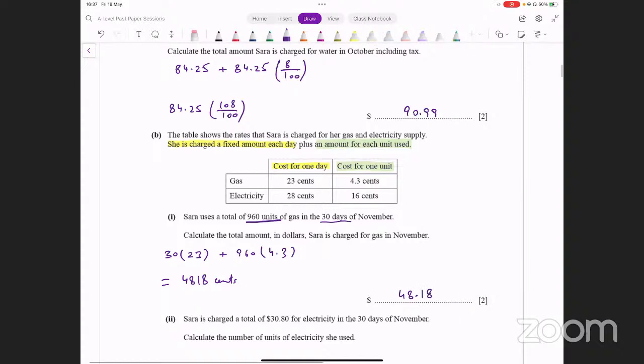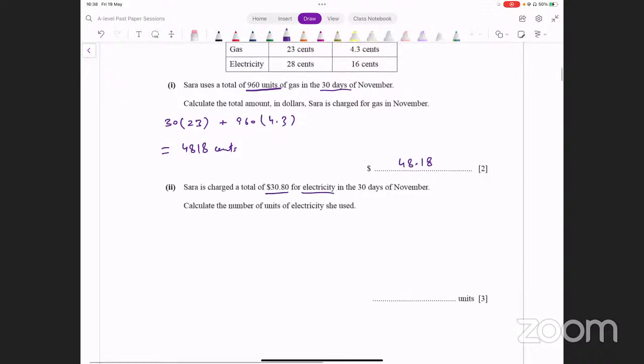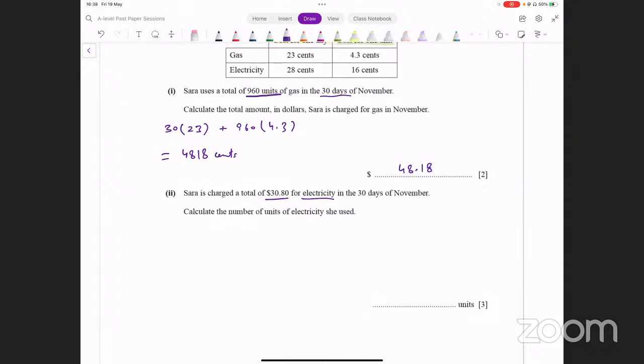All right, let's move on. Part 2. It says Sarah is charged a total of $30.8 for electricity in the 30 days of November. Calculate the total units of electricity she used. Now see, they have given you the total bill of electricity in the 30 days of November. We have to find how many units she used.